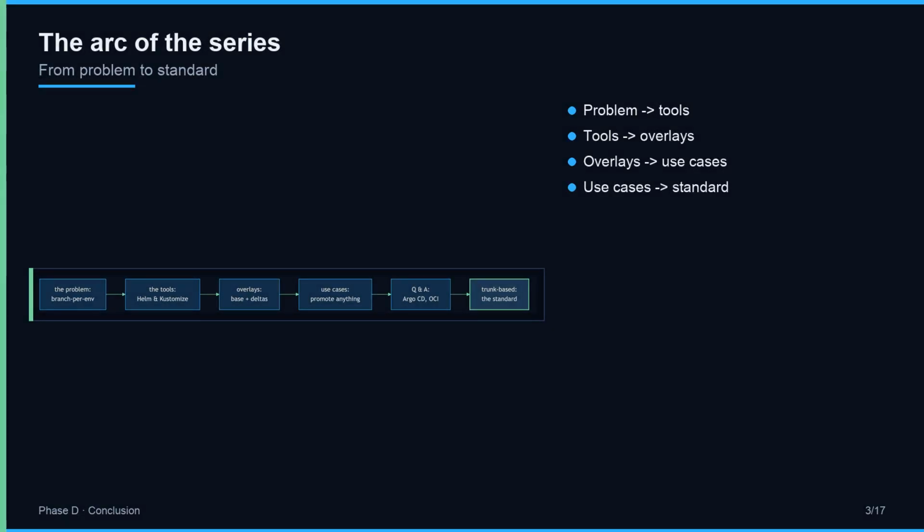Here is the journey we took. We named the problem, branch per environment. We met the two tools, Helm and Kustomize. We went deep on overlays, one base plus thin deltas. We proved it on real use cases, promoting anything. We answered the questions, Argo CD, OCI, application sets. And we arrive here, at trunk-based development as the standard.